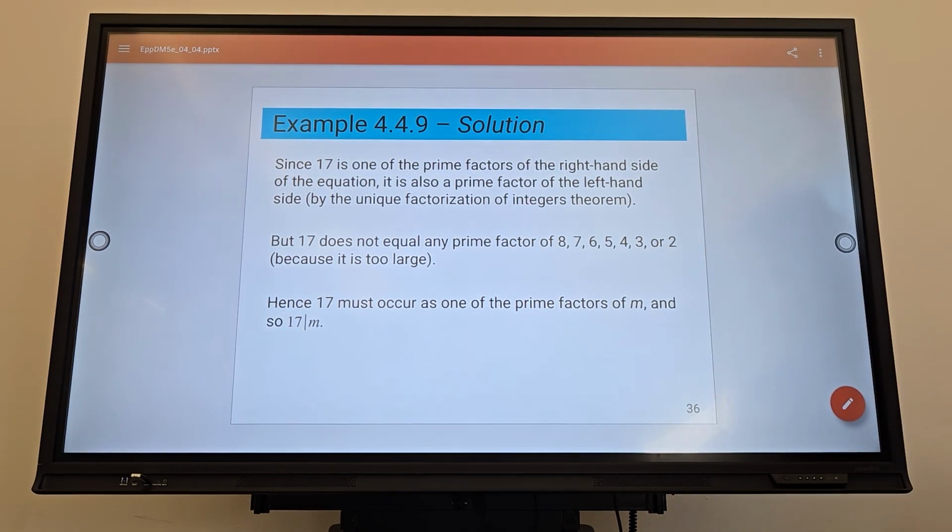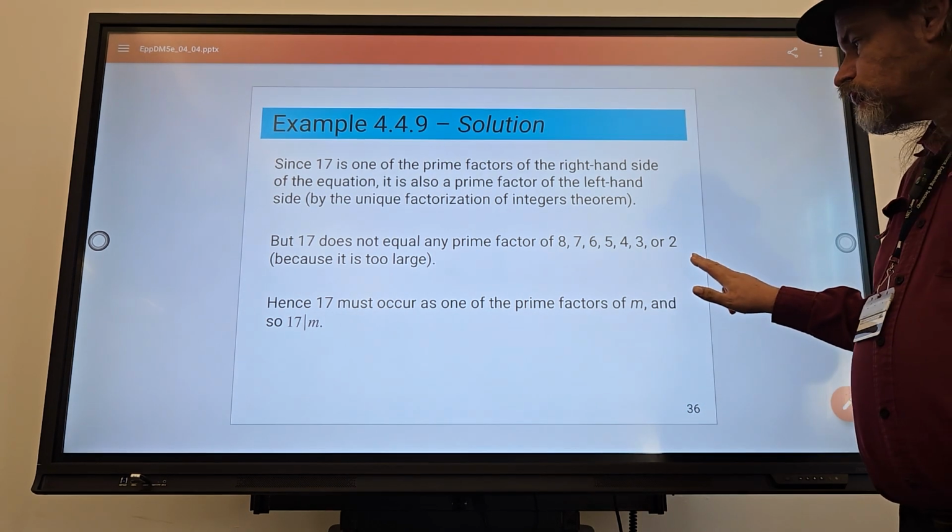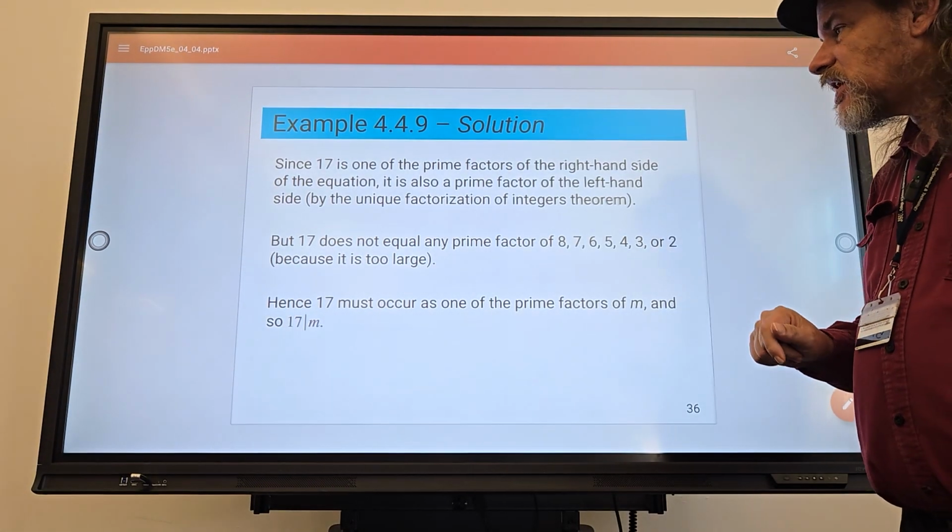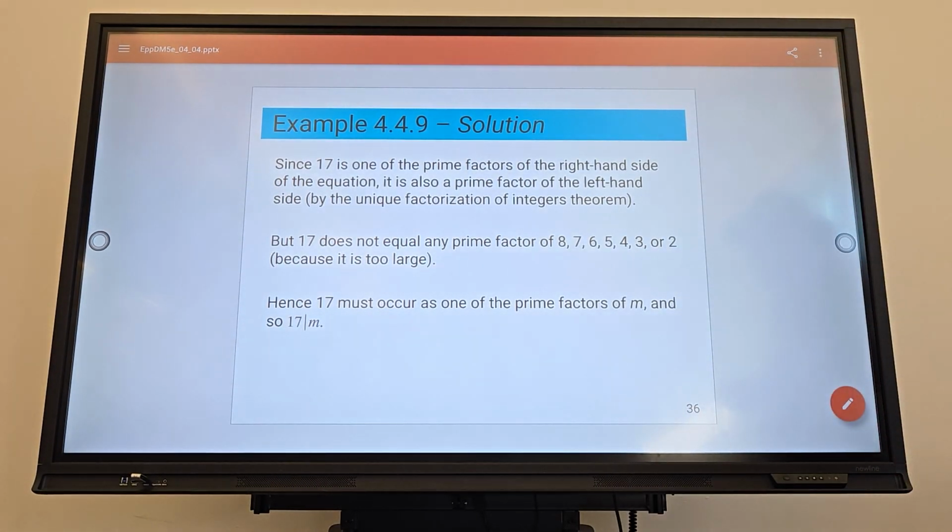I think they might explain it a little bit better. Since 17 is one of the prime factors on the right side of the equation, it is also a prime factor on the left side. But as 17 does not equal any prime factor of 8, 7, 6, 5, 4, 3, or 2, because it's too large, hence 17 must occur as one of the prime factors of m. So 17 divides m. And that is it for divisibility.